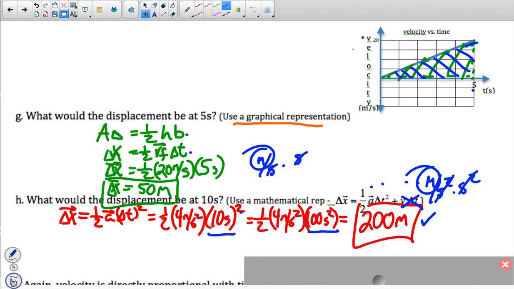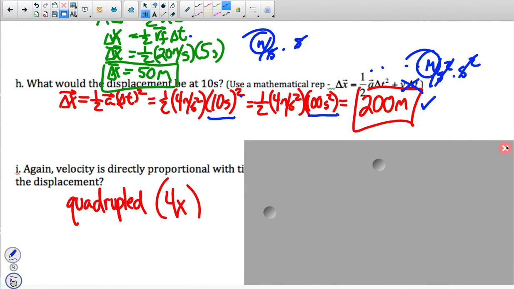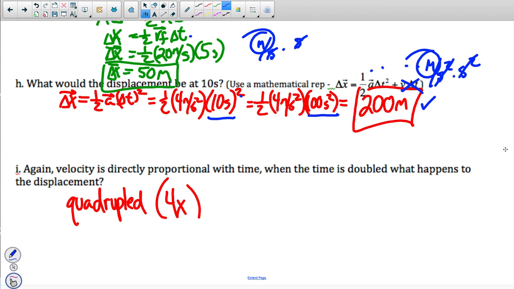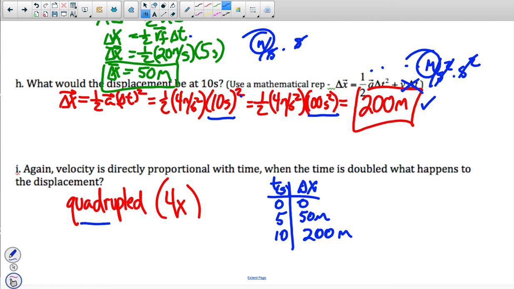The next question asks, as we doubled the time, the velocity doubled, but what happened to the displacement? The displacement from 0 to 5 was 50 meters, but the displacement from 0 to 10 was 200 meters. How much bigger is 200 meters compared to 50 meters? Well, it's 4 times bigger. It quadrupled. Why does that work?